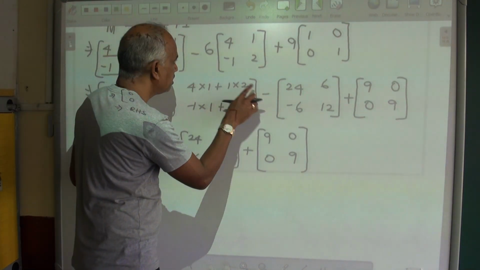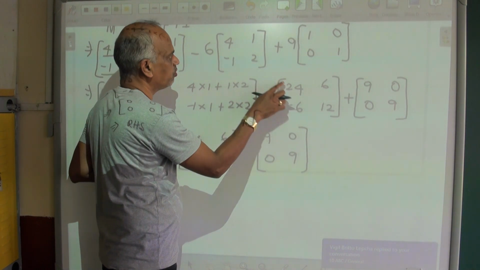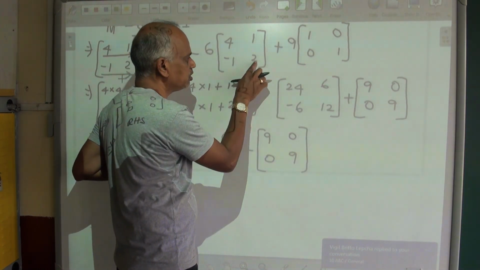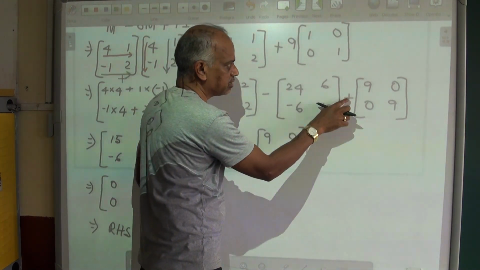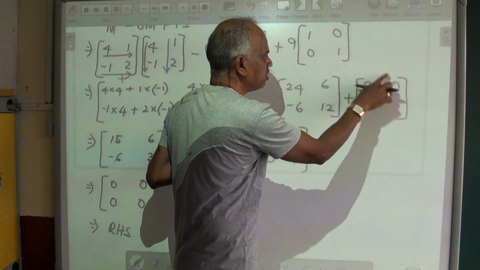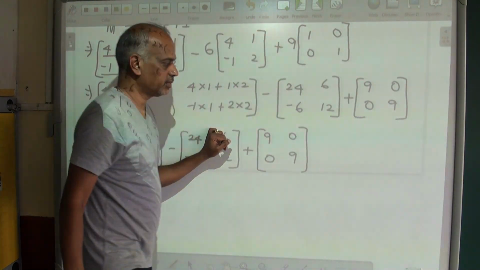Then minus, multiply the 6 with everything. 6 into 4 is 24. 6 into 1 is 6. 6 into minus 1 is minus 6. 6 into 2 is 12. Plus, multiply the 9 with everything. 9 into 1 is 9. 9 into 0 is 0. 9 into 0 is 0. 9 into 1 is 9.